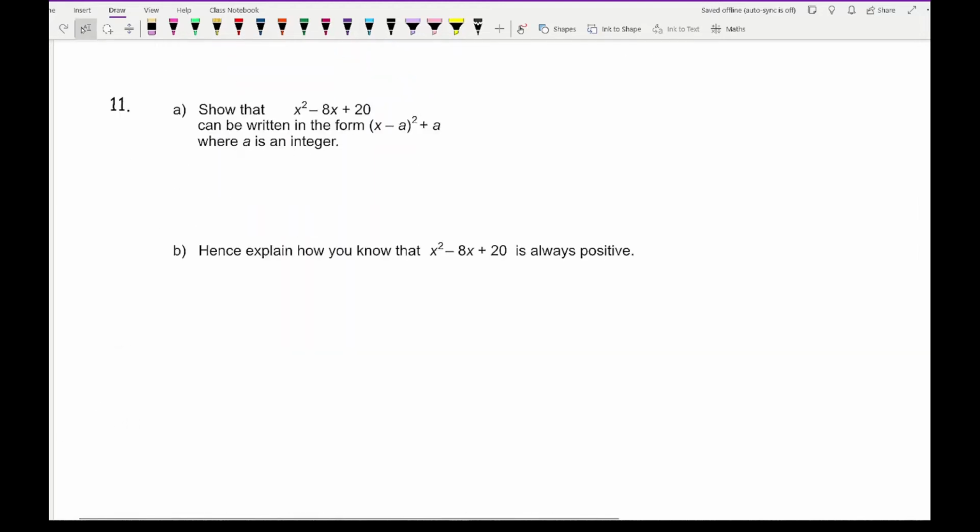Then moving on to question 11, it says show that x squared minus 8x plus 20 can be written in the form of this, where a is an integer. So again, all I'm going to do is just ignore the format. It's just telling me to write it by completing the square. So I've got x minus 4 squared plus 20 minus 4 squared. So I've got x minus 4 squared plus 20 minus 16. I've got x minus 4 squared plus 4.